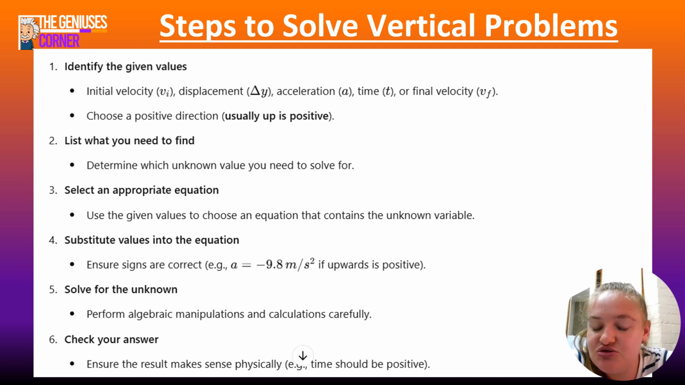Then you will substitute your values into the equation after you write it down on your page. Remember to ensure that your signs are correct, so for example, that acceleration is negative. Then you solve for the unknown by using algebra, and then you check if your answer makes sense logically. For example, is your time positive? If you have a negative time, you know that something went wrong somewhere.